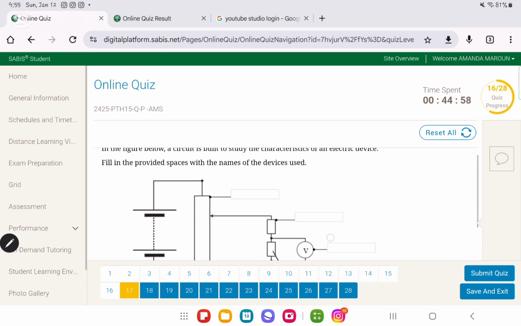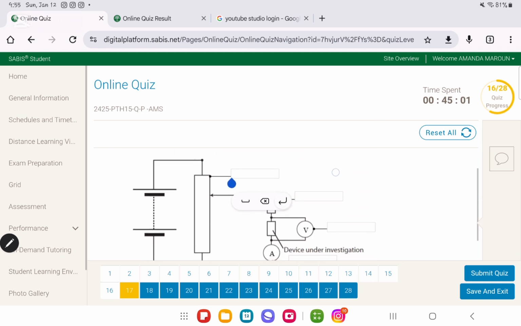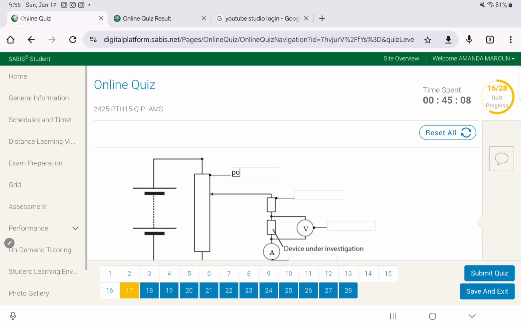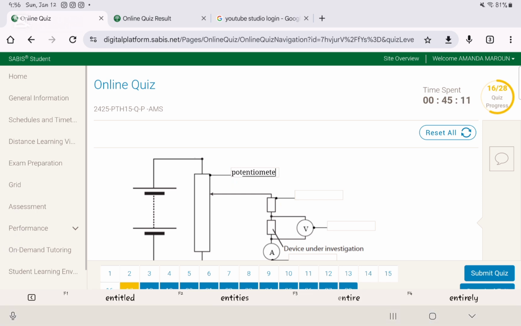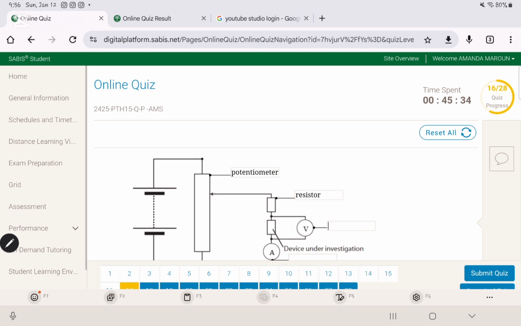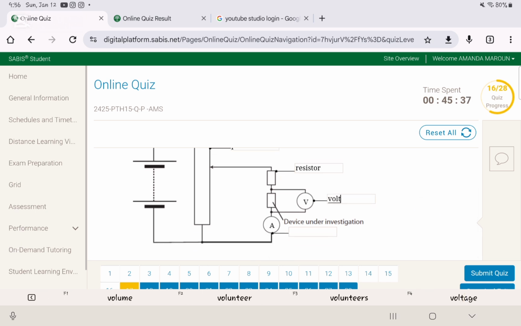Very simply, usually the big device, it is usually a potentiometer. This is how we write it. Then if we have a smaller block, then this is a simple resistor. Now this over here is very simple. It's the voltmeter, and then this over here is the ammeter.